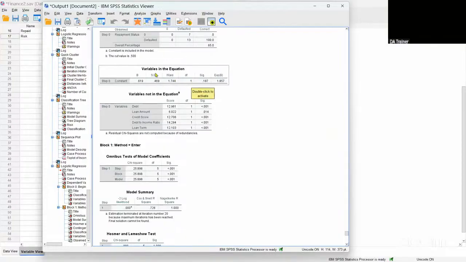Then coming down to variables in the equation, the significant value is seriously high. This is 0.187, meaning that it's higher than 0.05. That means there is no iota of significance or relationship that this customer will pay us our money as due.